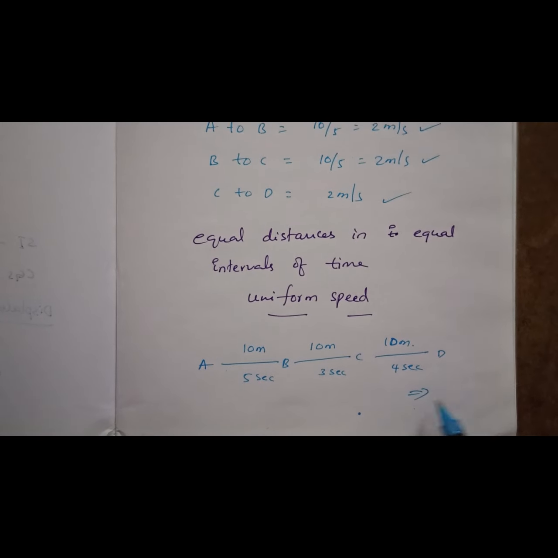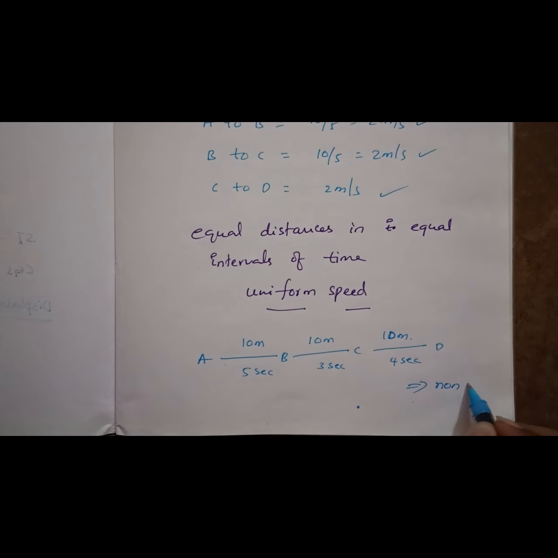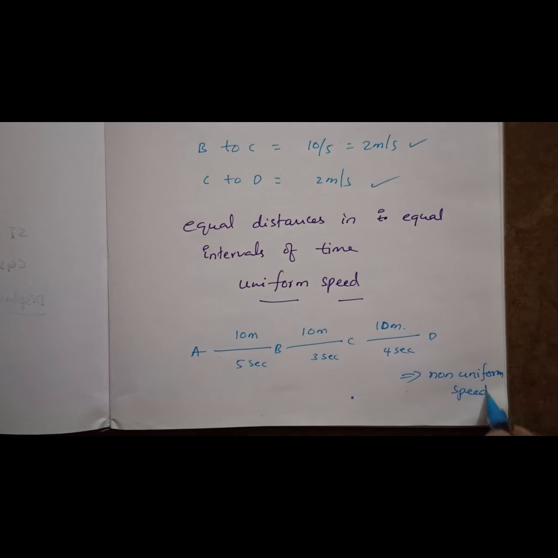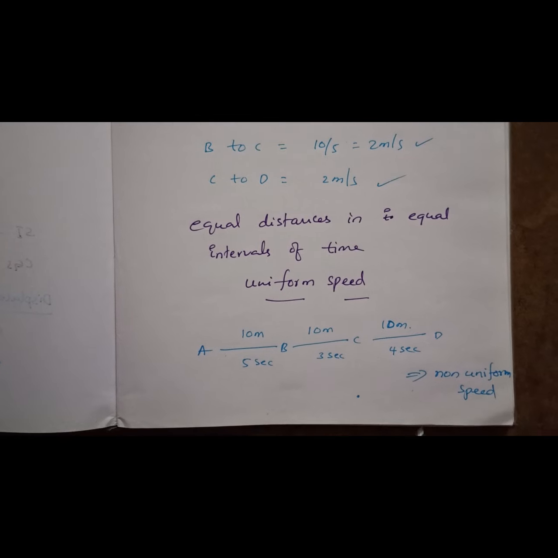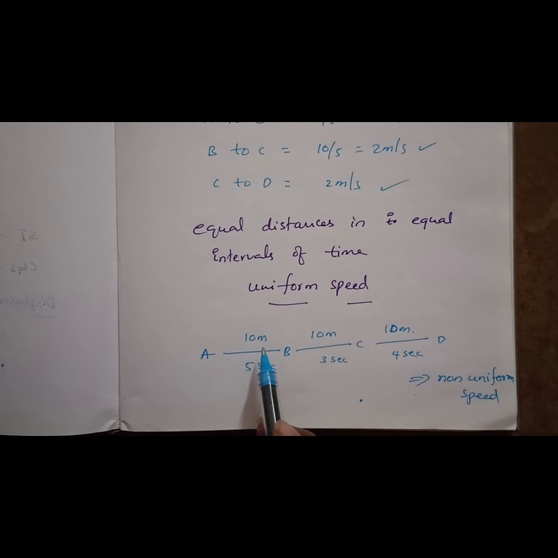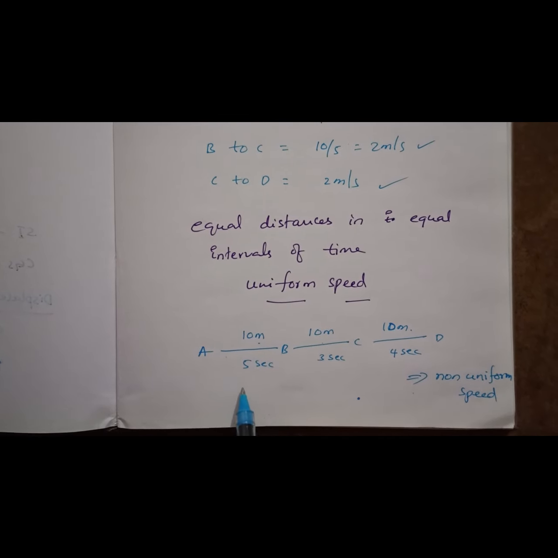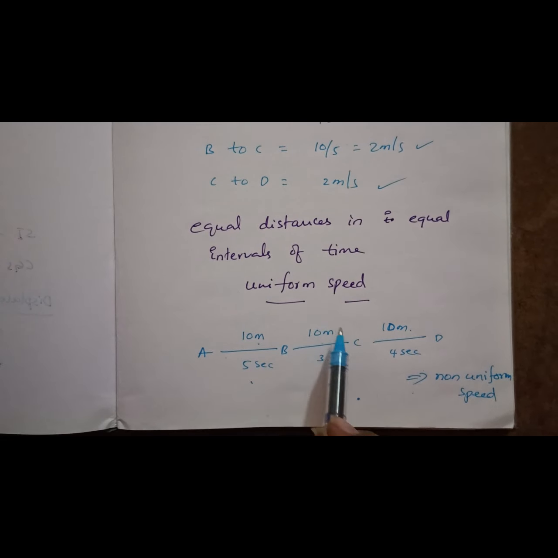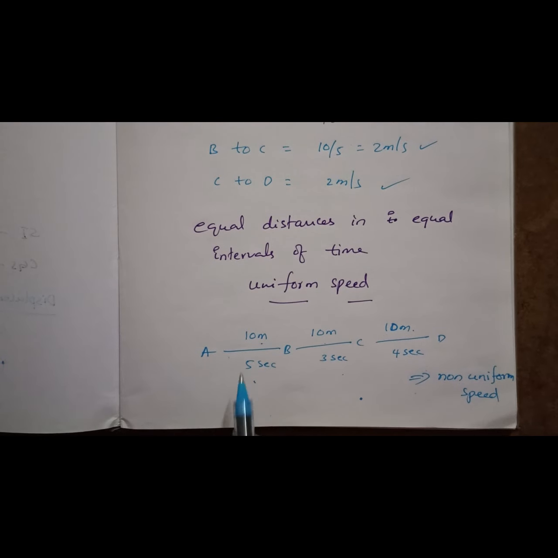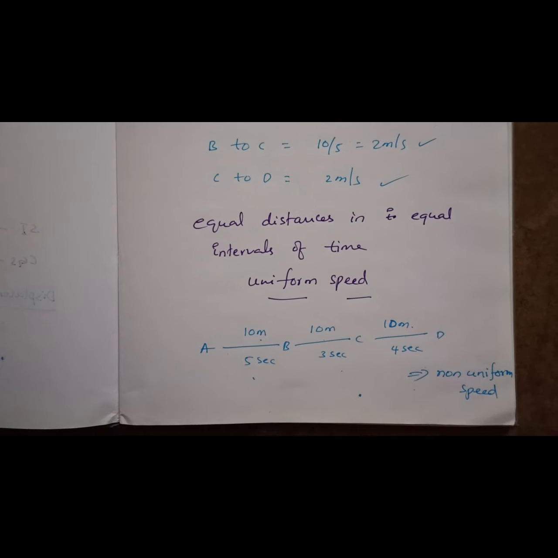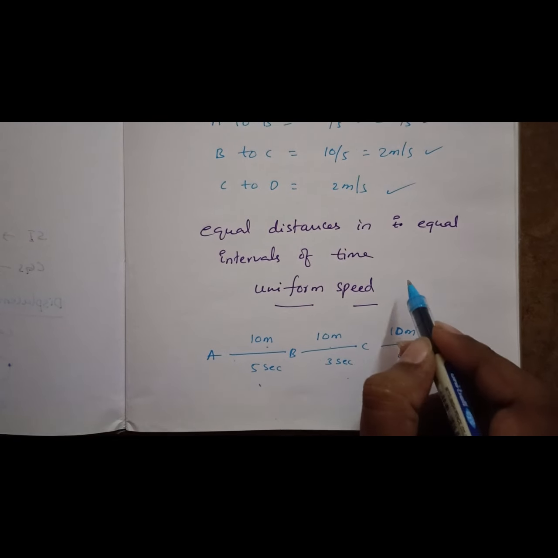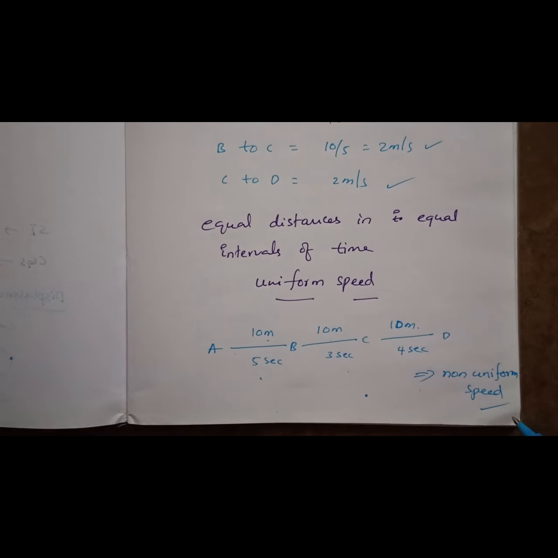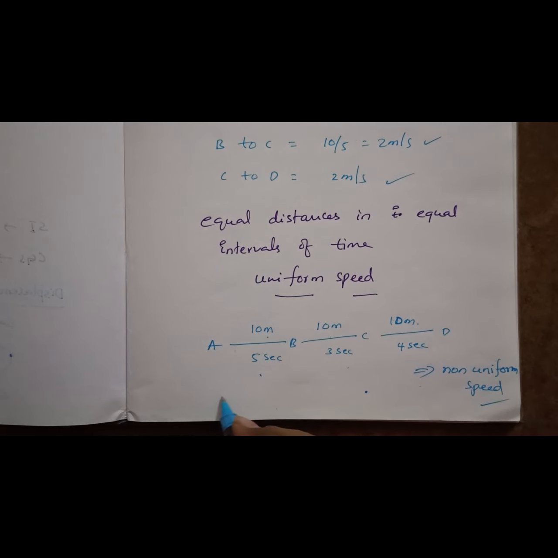Then it is non-uniform speed. So here we can say the body traveled equal distances in unequal intervals of time. Distances are equal, times are unequal. Equal distances in unequal intervals of time, then the body is in non-uniform speed. Now another example we can take.